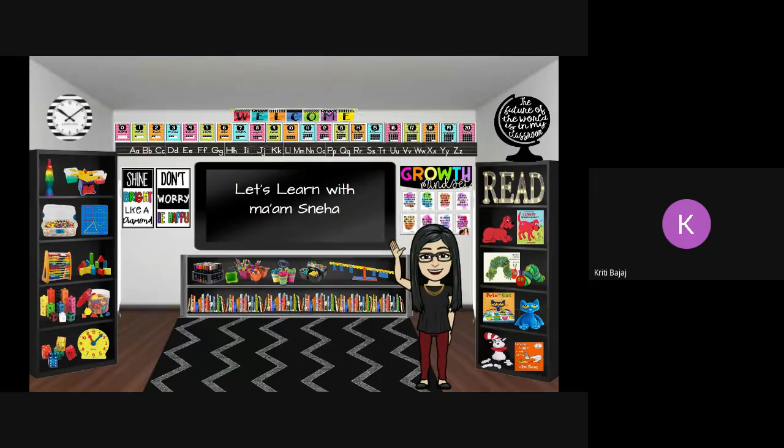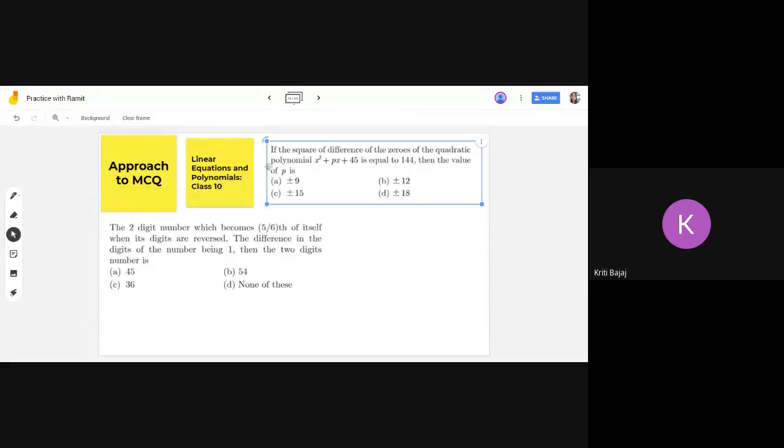So let us start with some objective questions, and we'll do a recap of polynomials and do some questions based on linear equations in two variables also, so that we get to know at what position we are right now. Okay, let's open some questions. If we talk about MCQs, there can be different approaches to solve MCQ questions and arrive at the correct answer. So let us just try with this question.